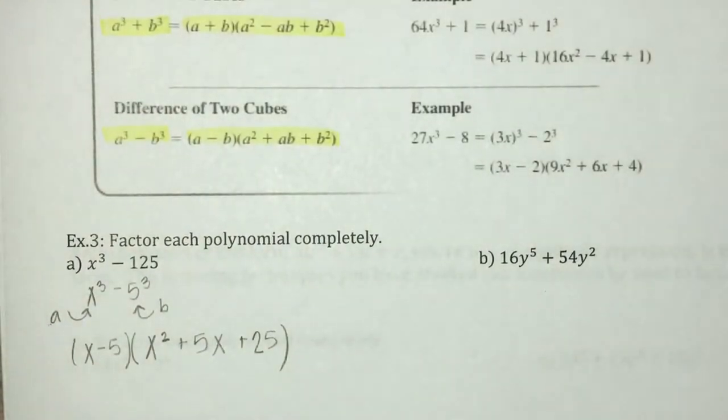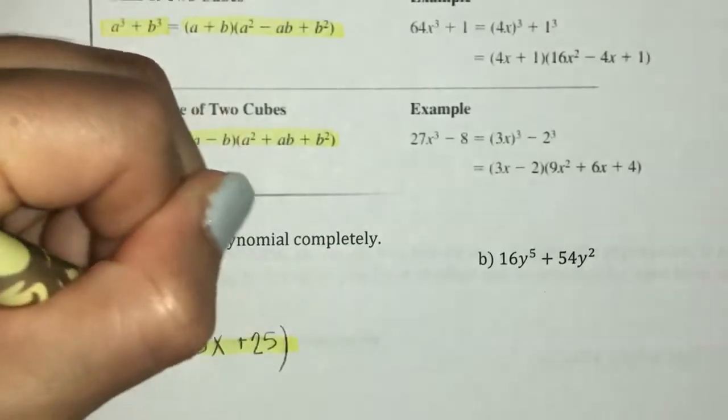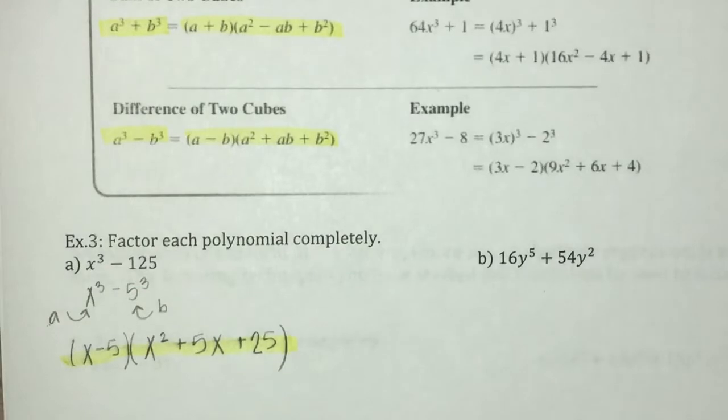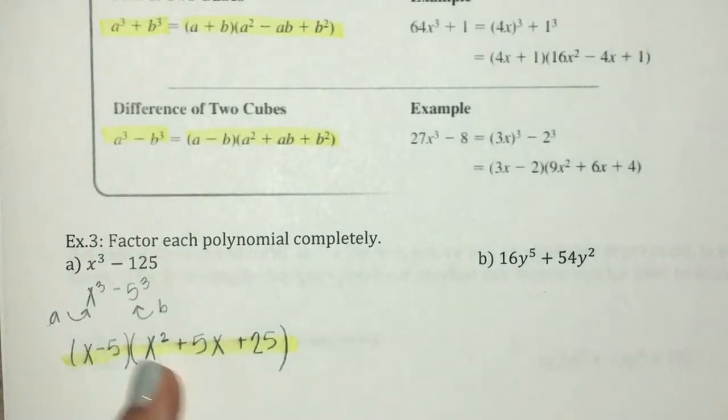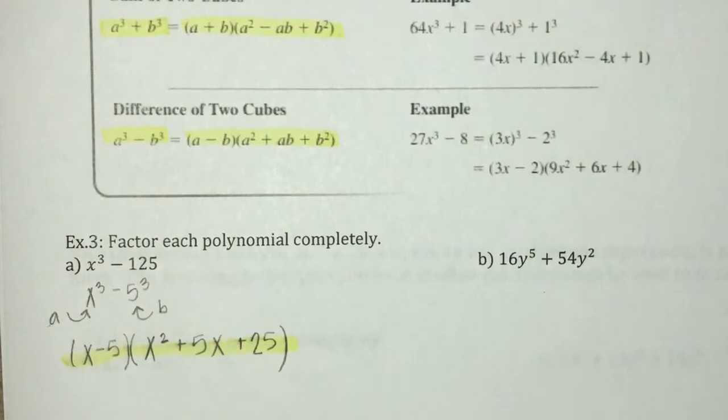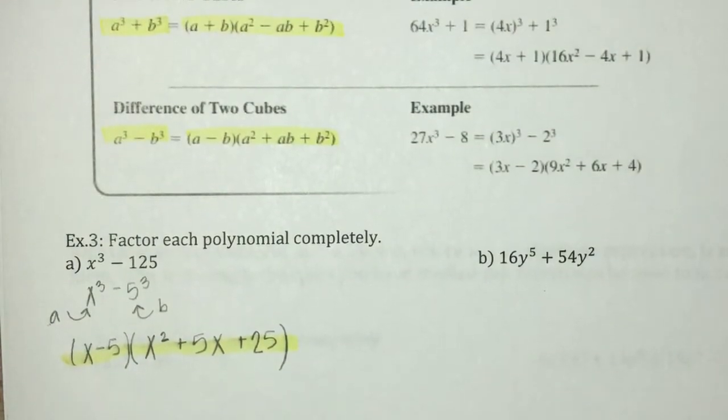So x minus 5 times x squared plus 5x plus 25. This always looks like it can be factored further, but it really can't, because you're looking for factors of 25 that add to 5, which doesn't exist.